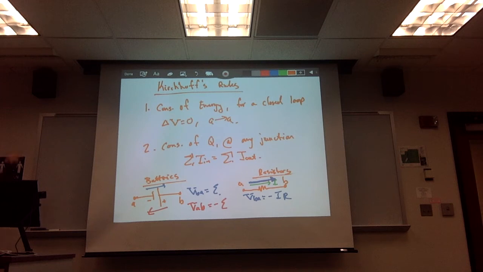But again, if I go in the opposite direction as that of the current, I simply get a positive increase in potential. So in this case, my potential at A minus my potential at B is then plus I times R.